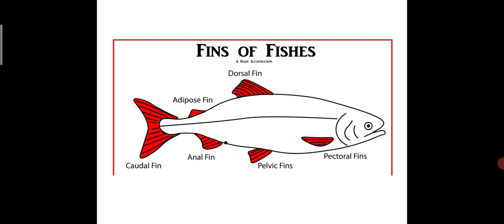Median fins or unpaired fins are located along the median line of the body. They are unpaired and are arranged individually. In the shark we can see three types of median fins, namely the dorsal fin, the caudal fin and the ventral fin. The dorsal fin is seen in the trunk area, the caudal fin in the tail area, and the ventral fin is also there in the backward region.